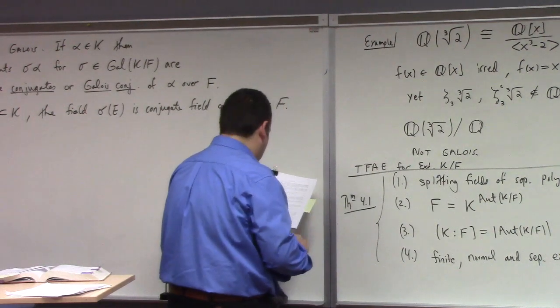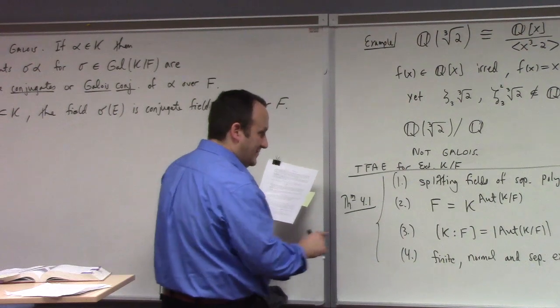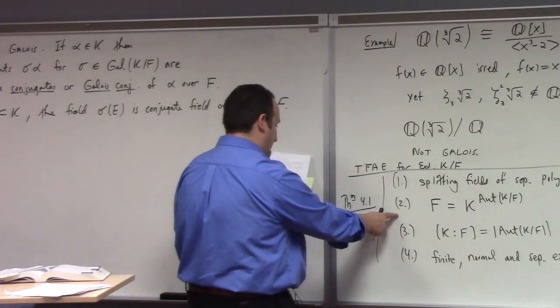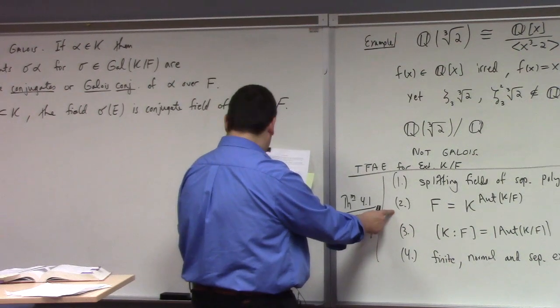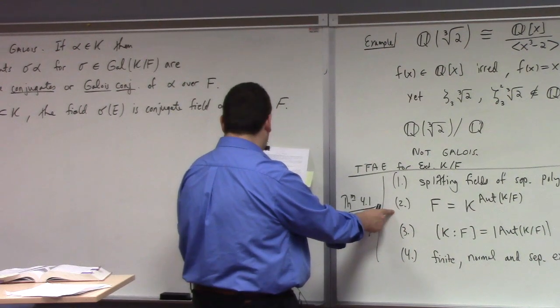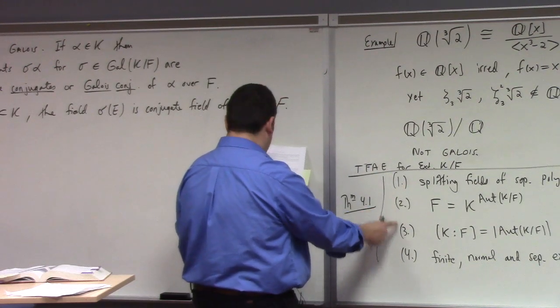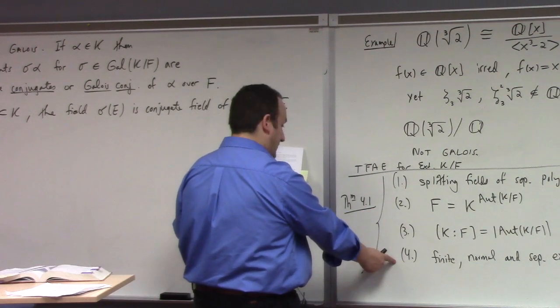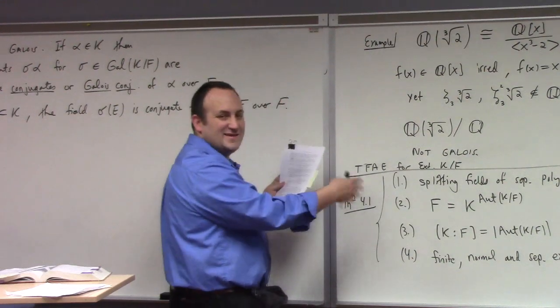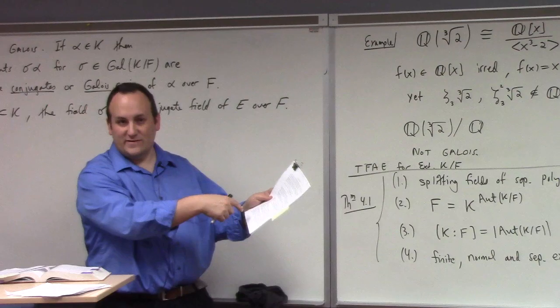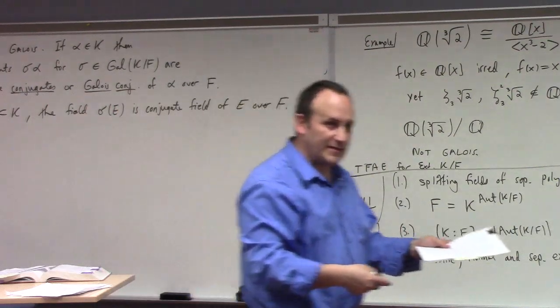His numbering is a little bit different. For him, number 3 is number 1. Number 2 is number 2. Fixed point in the dictionary, what do you know? The splitting field statement is number 4 rather than number 1. And his separable normal is number, anyway, who cares? The point is it's the same theorem. There are 4 points and they're the same things, just read in a different order.